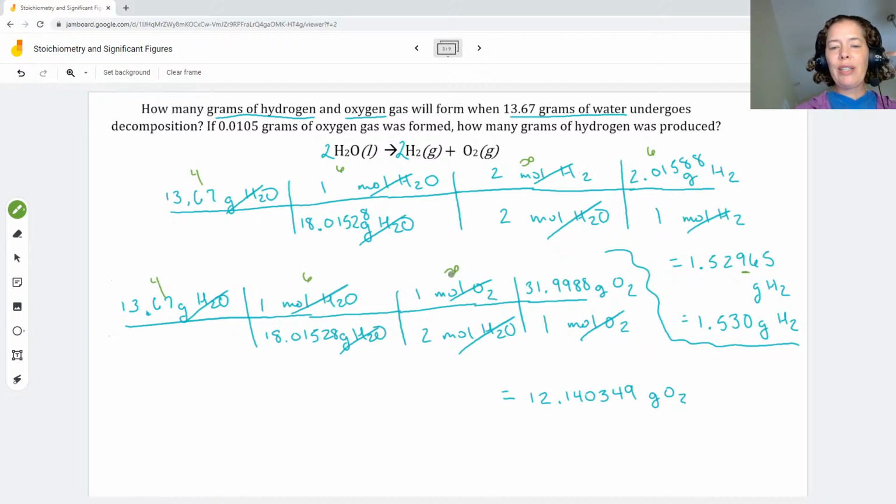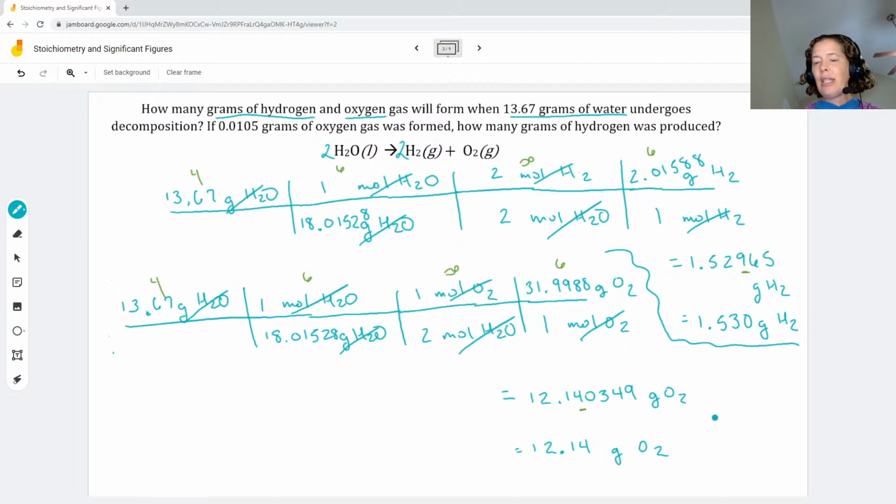My mole ratio has an infinite number, and my molar mass of oxygen has 1, 2, 3, 4, 5, also 6 sig figs. So I'm limited by the number that the problem gave me, which is the way you want it to go. So I need 4 sig figs. I'm going to round right there. So my final answer is 12.14. Make that decimal a little bit bigger, grams of oxygen.